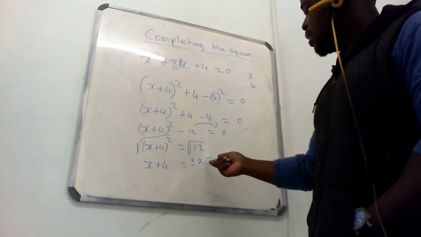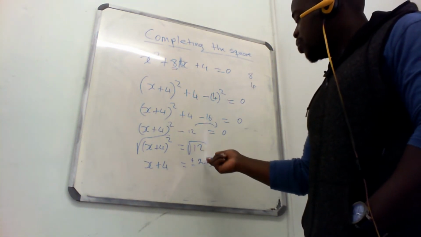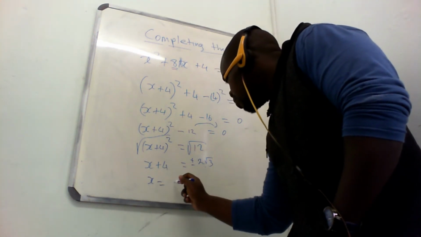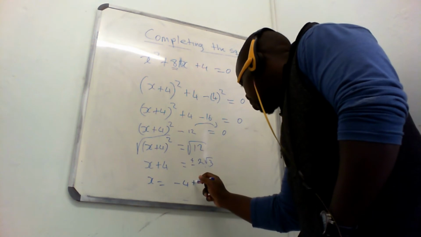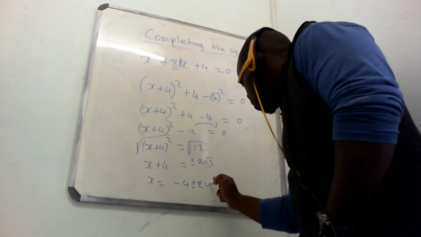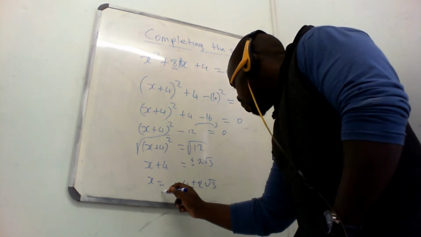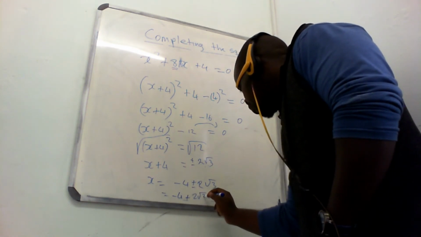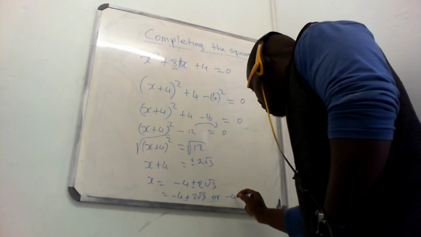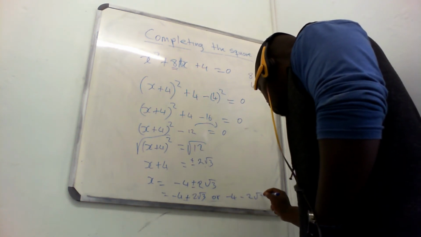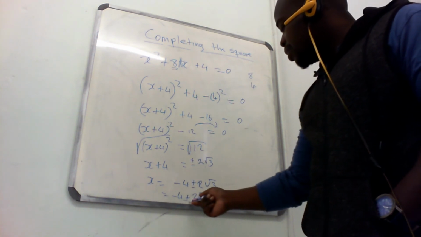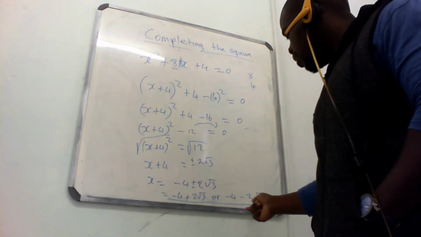2 root of 3 is identical to the square root of 12. We are just converting this into surd form. So our final answer now will be x is equal to negative 4 plus or minus 2 root of 3, which will be equal to negative 4 plus 2 root of 3, or negative 4 minus 2 root of 3, like that. So this is how to solve a quadratic equation using completing the square method.